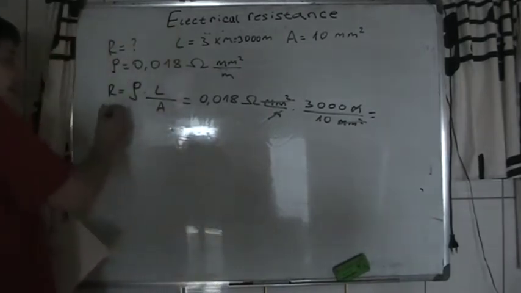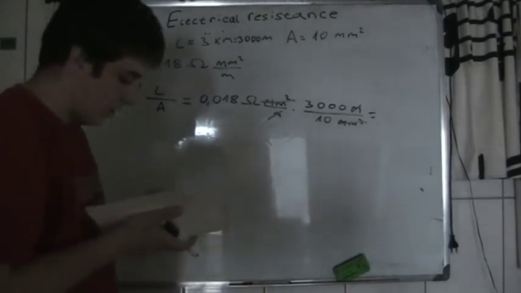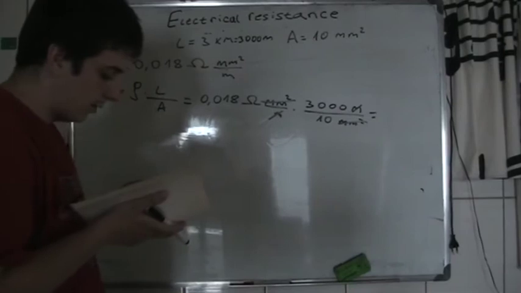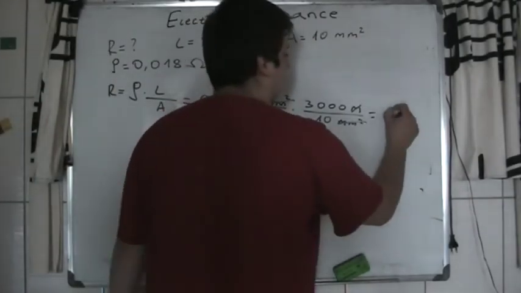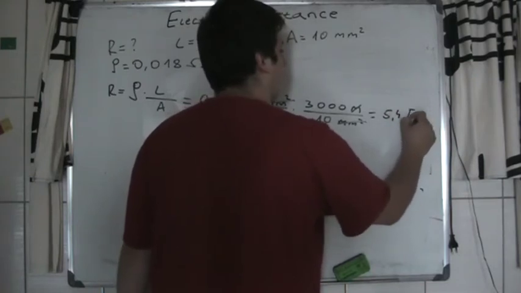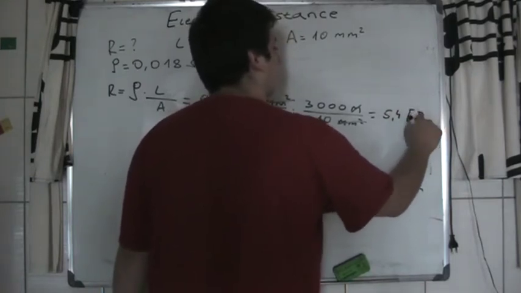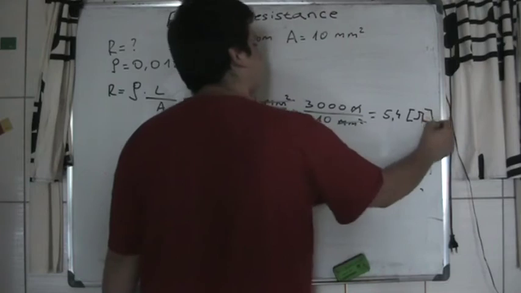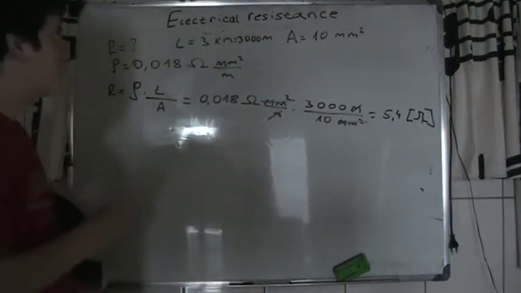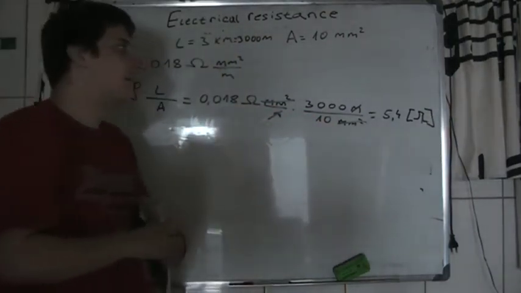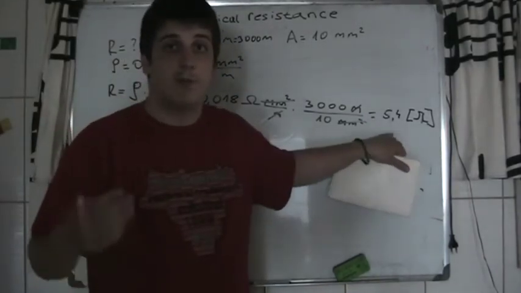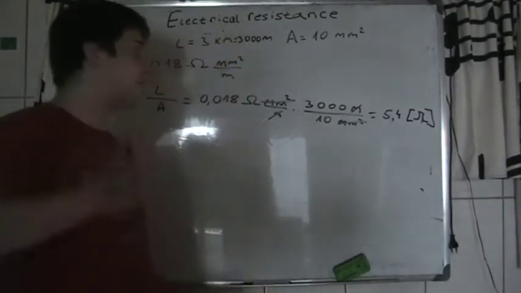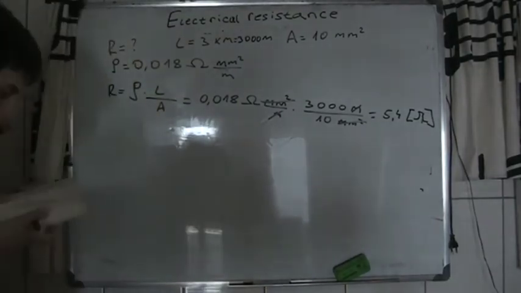To get the electrical resistance. And when you calculate all this, you get 5.4 ohms. So this copper wire will give you the electrical resistance of 5.4 ohms. Okay, let's do another one.